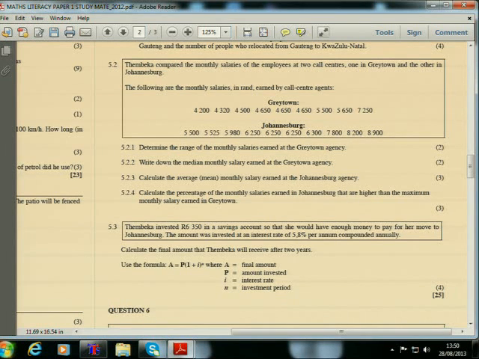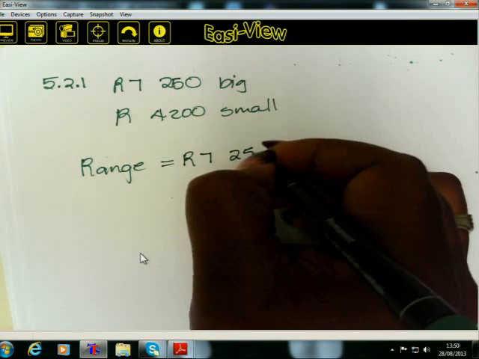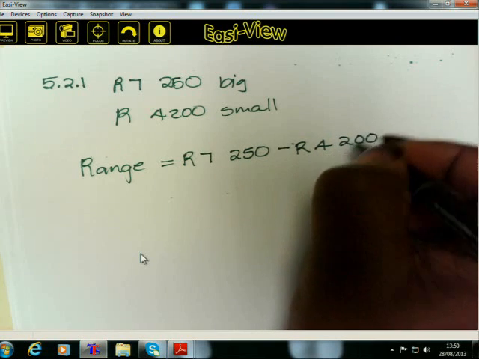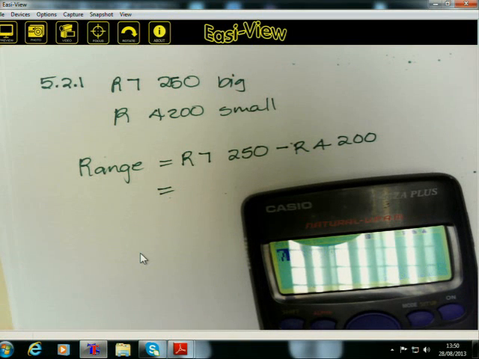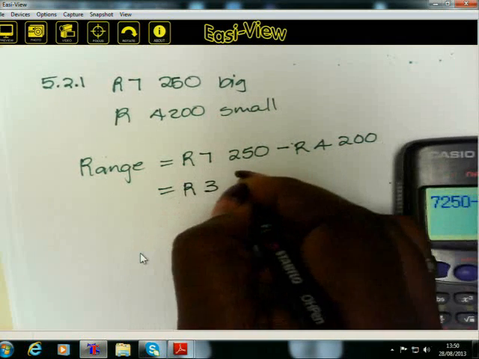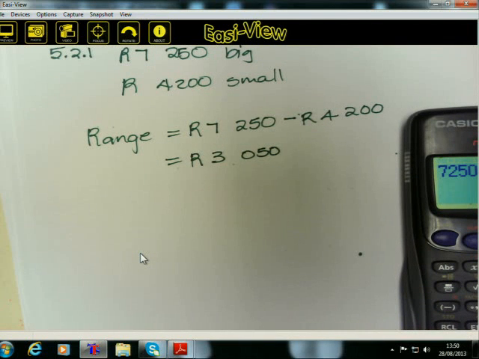Let us then calculate our range. So we will take the bigger one, and subtract the smaller number, which is the 4,200 rands. We punch this in our calculators to get our answer. And we get a difference of 3,050 rands. So the range in this case is 3,050 rands. Then the next question.